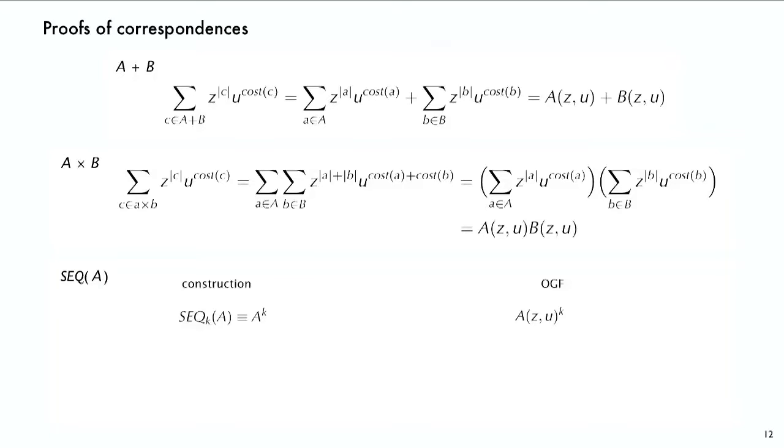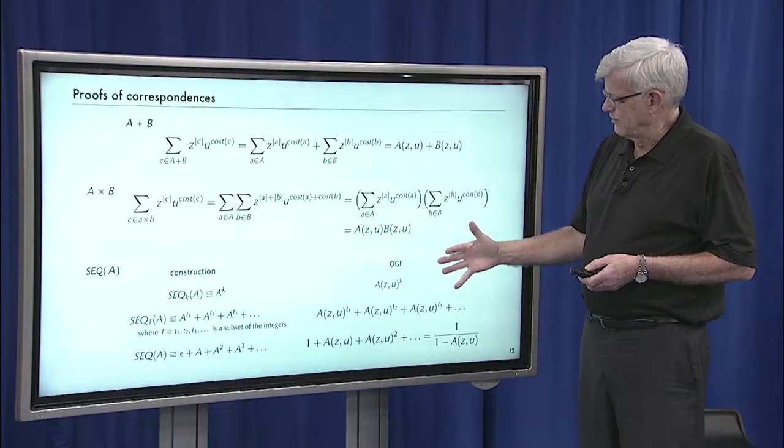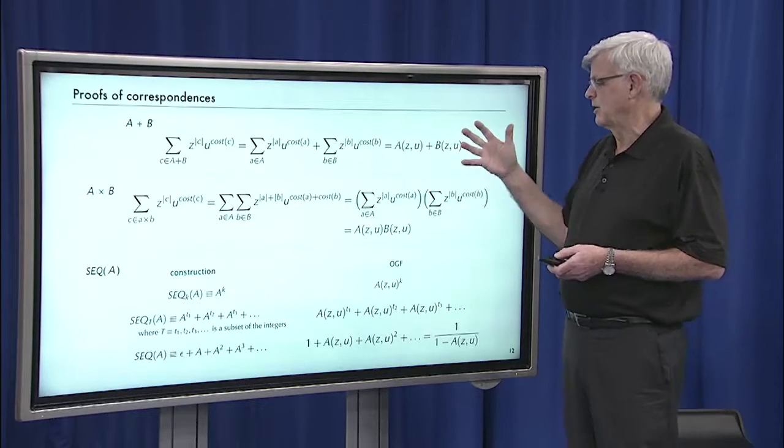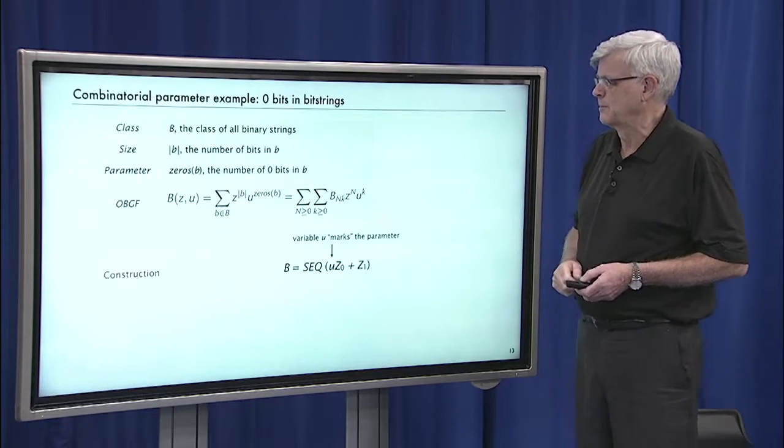And for sequence, a sequence of length k is A to the k, so the generating function is A(z,u) to the k, just applying the product rule k times. For a sequence of any length, or actually for any subset of the integers, you can just expand the previous two rules to get an expansion like that. And for a sequence of all integers, it's just 1 over 1 minus, just as before. So all those correspondences are immediate, but we don't need to look at the sums anymore because we'll just use the transfer theorems, which are natural extensions of what we've done before.